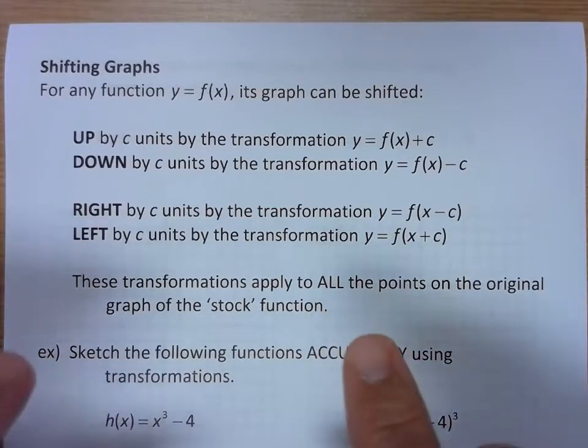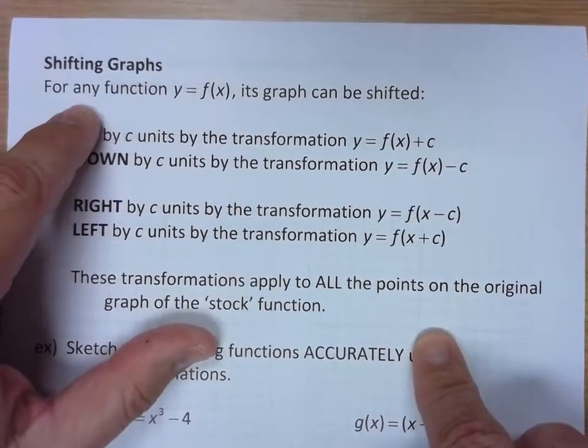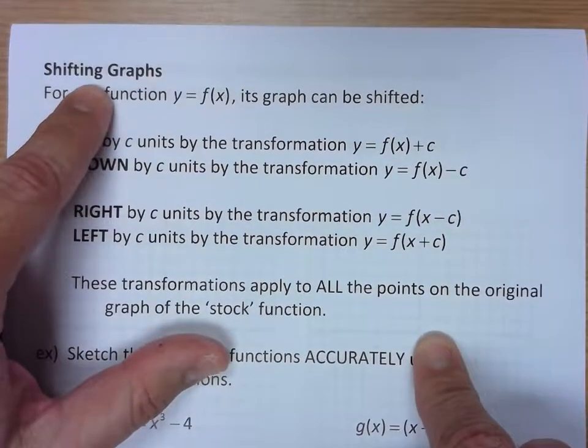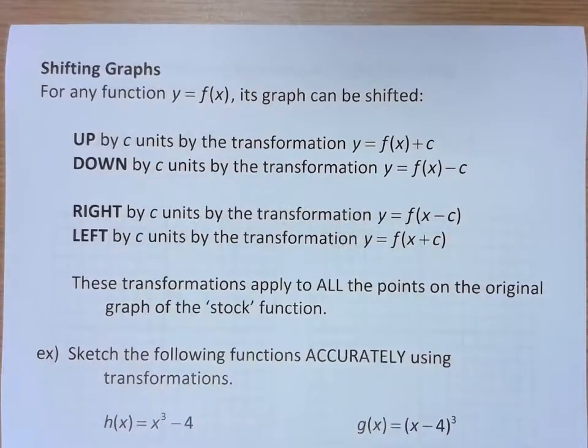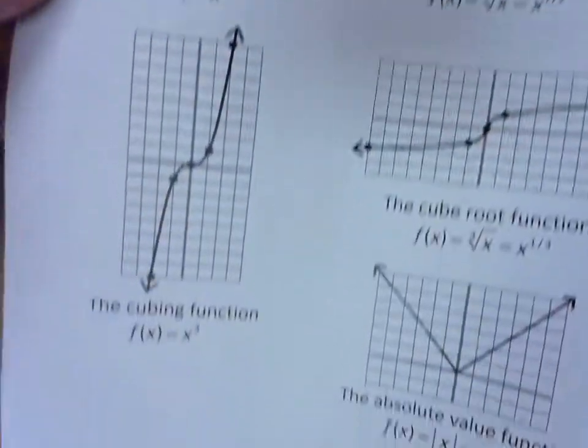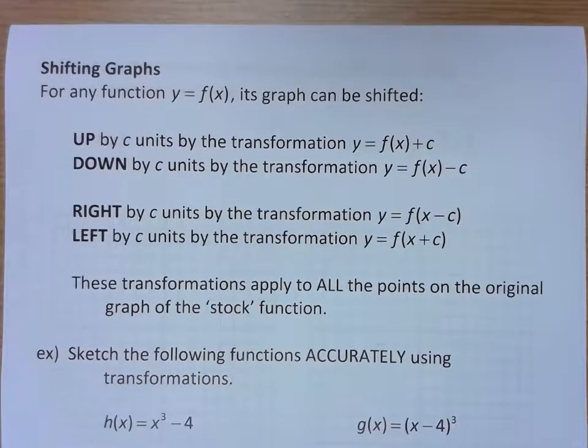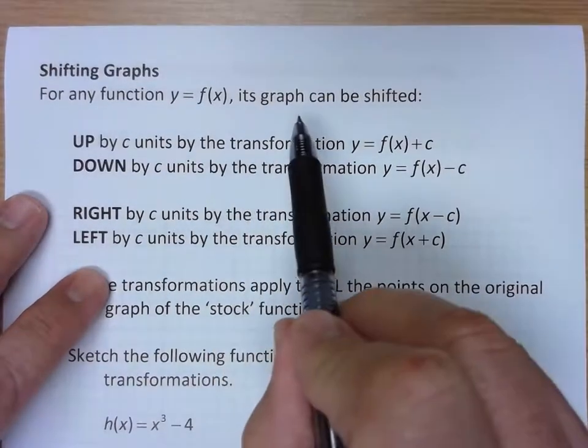Okay, the first and actually the easiest of the transformations that you do to a function's graph is to shift a graph. If you have a generic function, y equals f of x, and it could be any of our 5 stock functions here, or it could be some other random function, you can shift it this way.